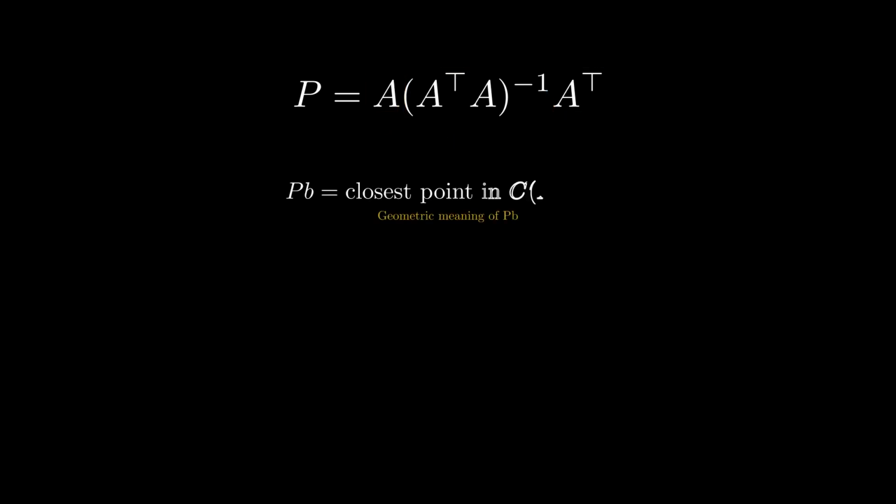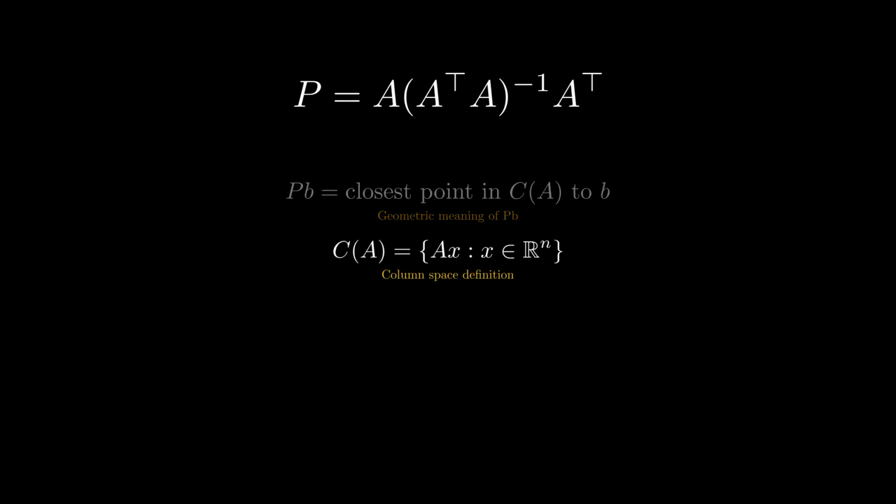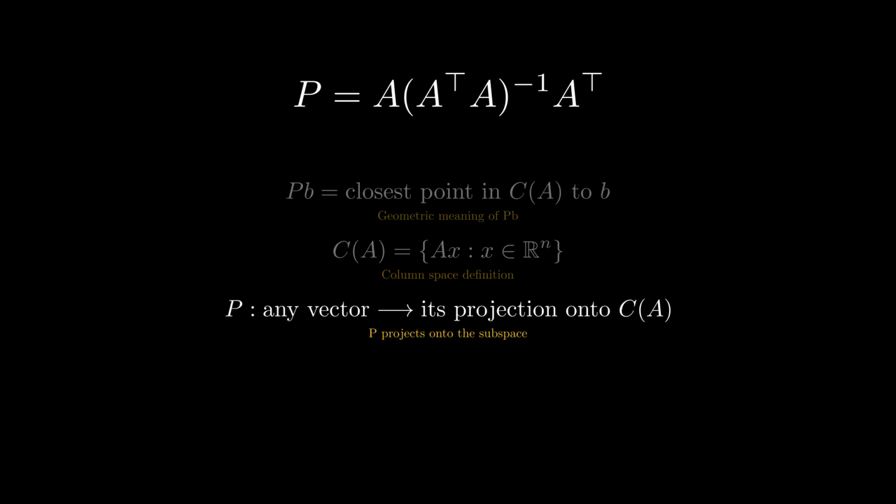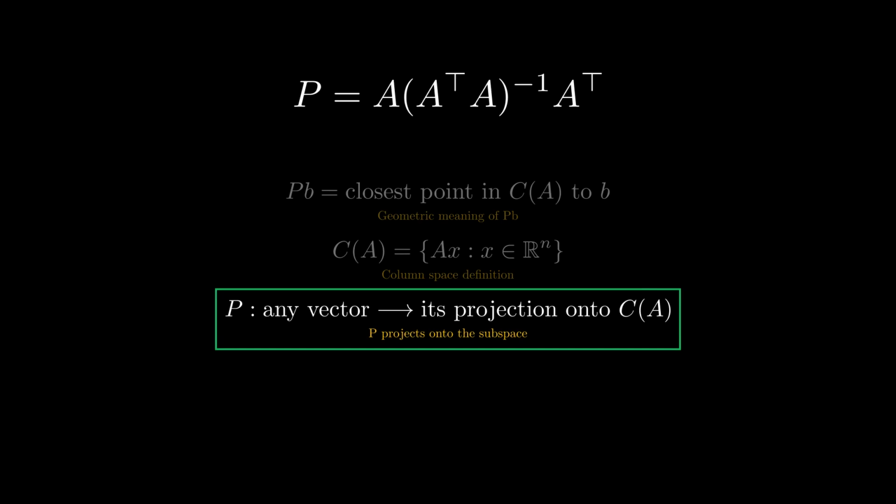For any vector B, the product PB gives the closest point in the column space of A to B. The column space, written C of A, is the set of all vectors expressible as AX for some vector X. In other words, P takes any vector and drops it onto this subspace. Let's now make the two extreme cases precise.